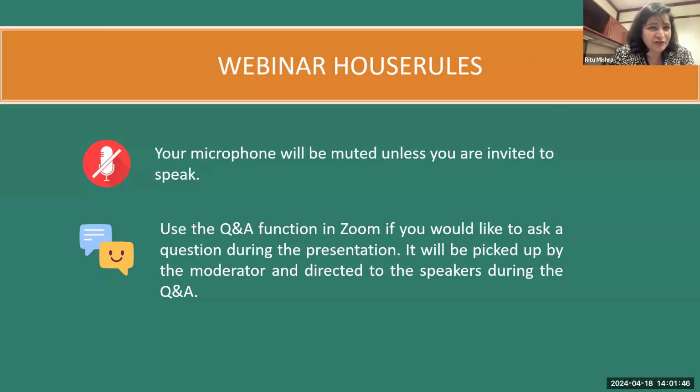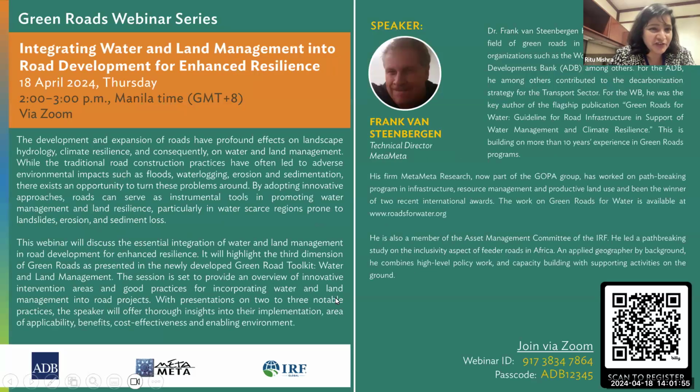Let me quickly introduce today's speaker. Our speaker is Dr. Frank Ban. Frank is a technical director of Meta. He has worked extensively in the field of green roads in collaboration with various organizations, such as World Bank and ADB. For ADB, he has contributed to the decarbonization strategy for the transport sector and is currently working on the development of the Green Road Toolkit. For the World Bank, he is the key author of the flagship publication Green Roads for Water: Guideline for Road Infrastructure in Support of Water Management and Climate Resilience.